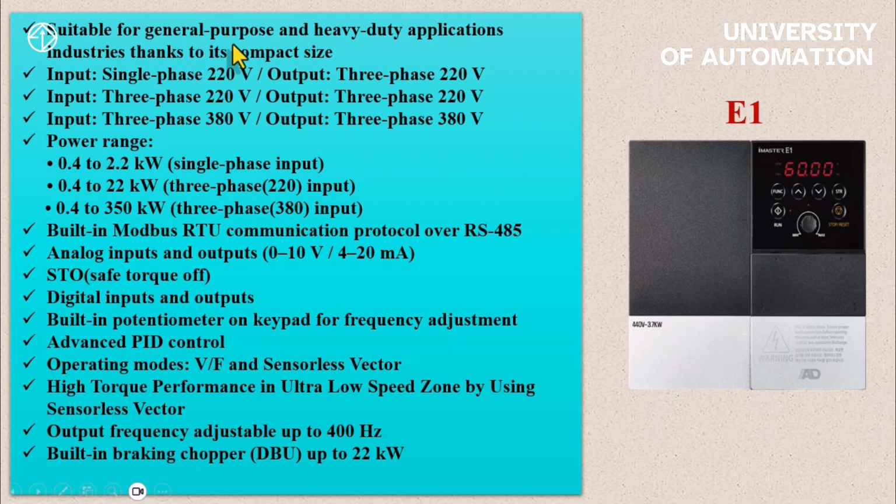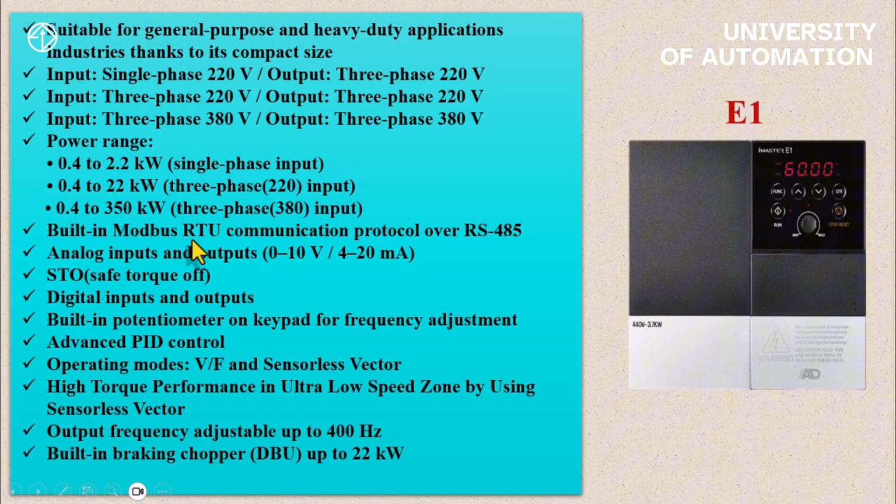Now, the features of the iMaster E1 inverter: you can use the iMaster E1 model both for general applications and for heavy-duty applications. The E1 inverter is somewhat more compact in size and smaller than the A1 model. As we said, it has both single-phase 220V and three-phase 220V and 380V inputs. Its power range is from 0.4 up to 22 kilowatt for single-phase, from 0.4 up to 22 kilowatt for three-phase 220V, and from 0.4 up to 350 kilowatt for three-phase 380V.